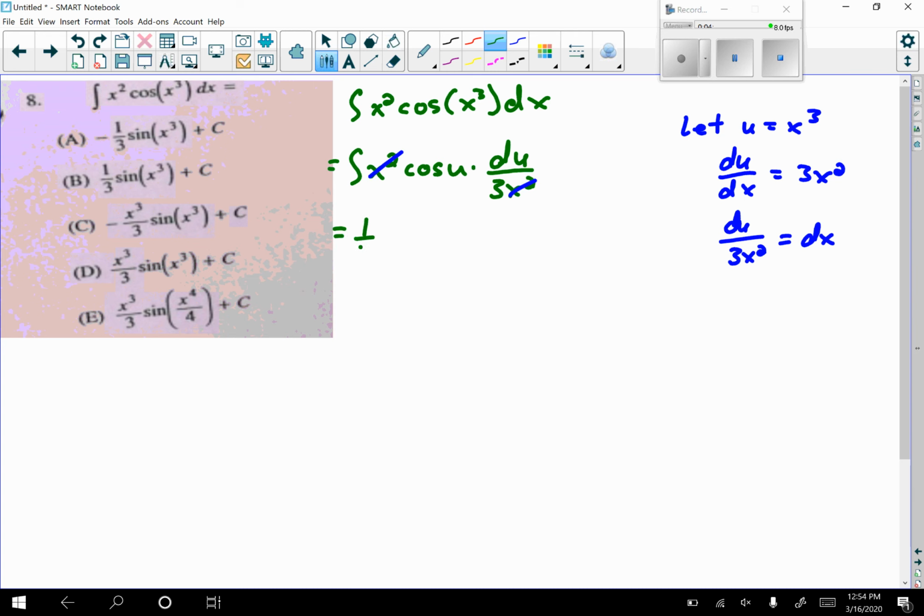I'll put the 1/3 on the outside, the integral of cosine u du. Now, always be careful with this part. The antiderivative of cosine u will become sine u, because think again, the derivative of sine gives us cosine. So this becomes sine u plus c, and then we'll replace u with x cubed. So we get 1/3 sine of x cubed plus c, giving us B.